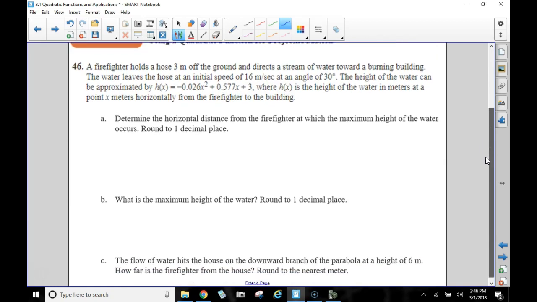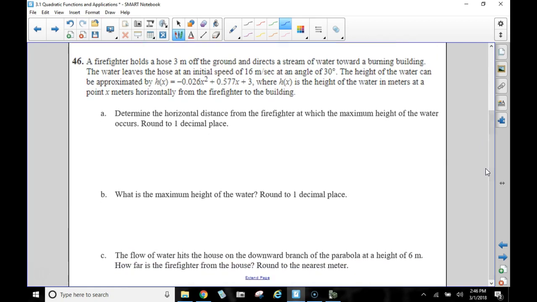All right, number 46, it says a firefighter holds a hose 3 meters off the ground and directs a stream of water toward a burning building. The water leaves the hose at an initial speed of 16 meters per second at an angle of 30 degrees.